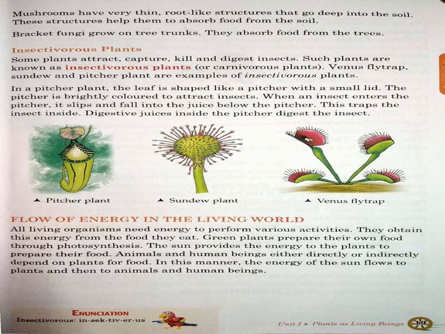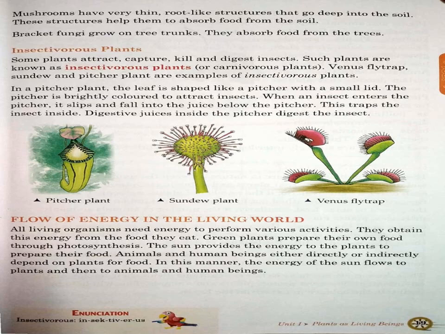Insectivorous plants. Now, what is an insectivorous plant? Some plants attract, capture, kill and digest insects. Isn't it horrible? They used to digest insects and they are plants. So such plants are known as insectivorous plants, or even we can call them carnivorous plants.